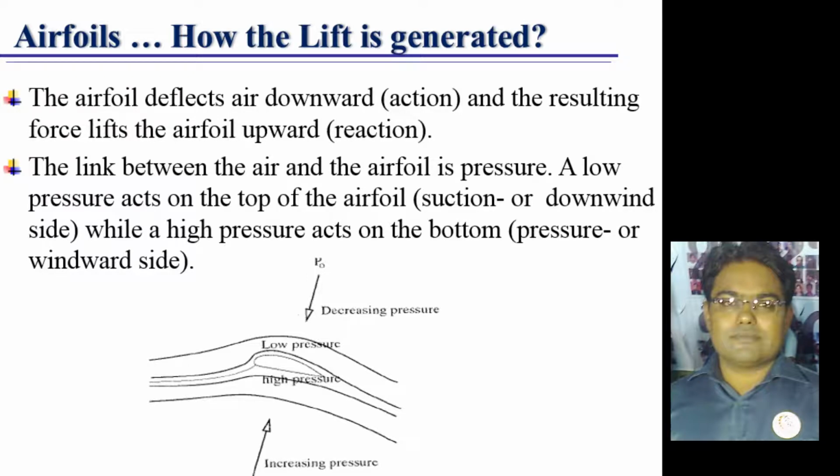As this is the low pressure zone, and that is the high pressure zone, the low pressure zone is known as the suction side, and the bottom one is known as the pressure side. Pressure side or suction side, windward or downwind. So the bottom one is the windward side and the top one is known as the downwind side.